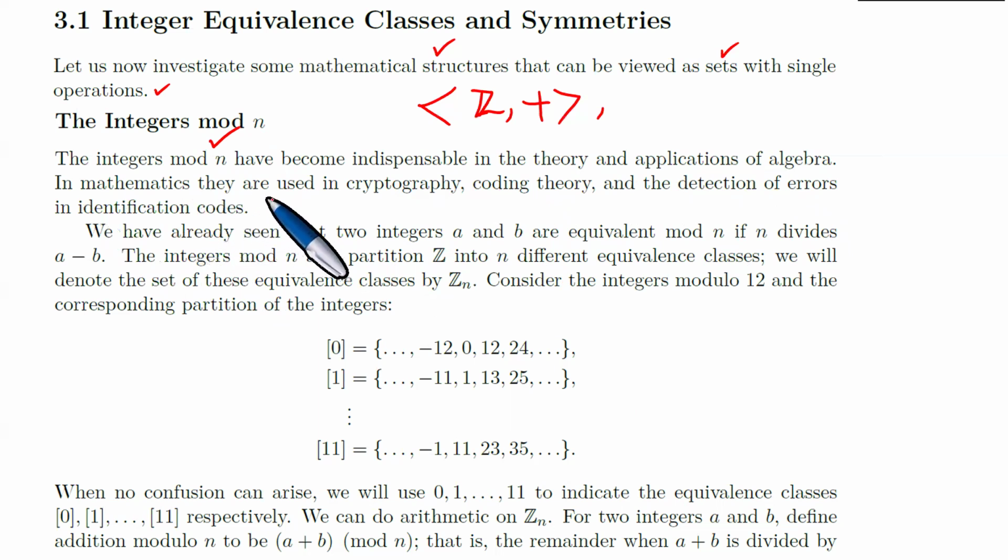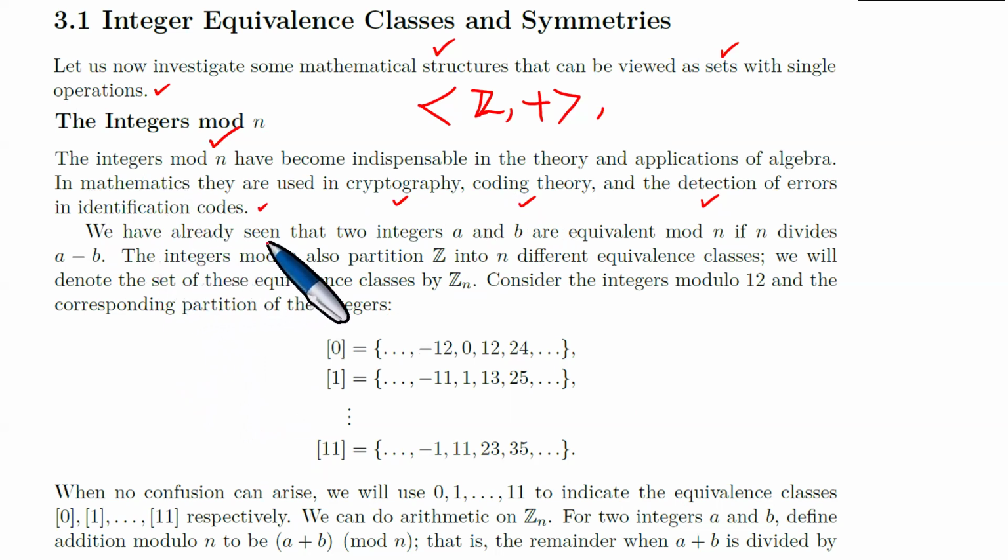In mathematics, they are used in cryptography, coding theory, and detection of errors in identification codes. We pause to reason this a little bit, to digest this and to internalize what the author is saying here. In mathematics, they're used in what? In cryptography, coding theory, and the detection of errors in identification codes. So we see that the integers mod n have found a lot of applications just in mathematics alone.